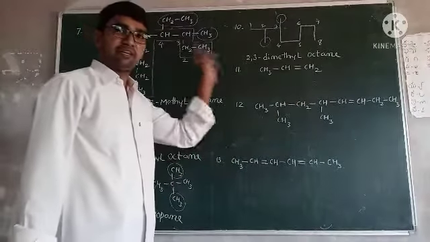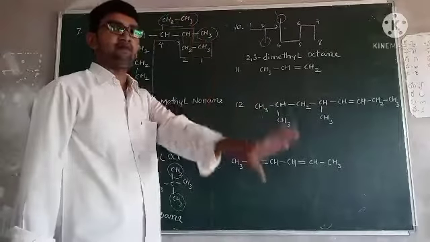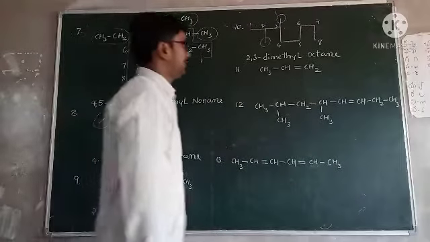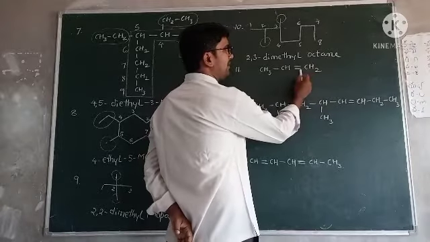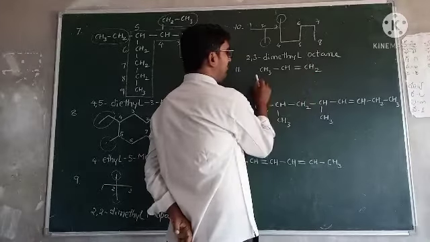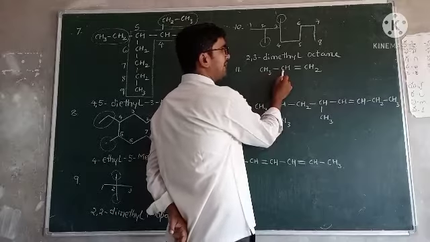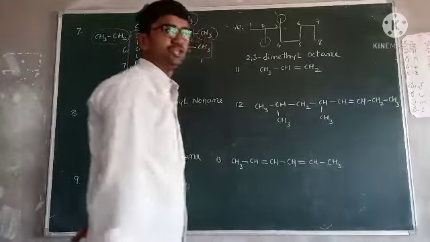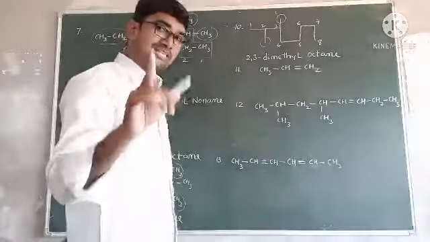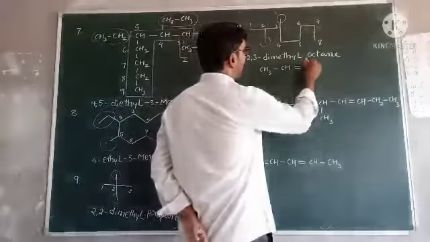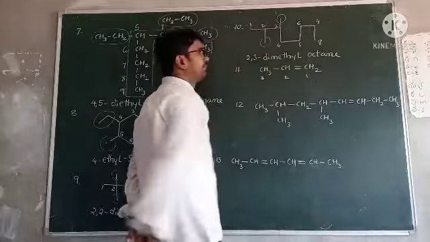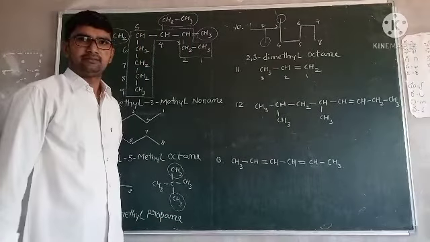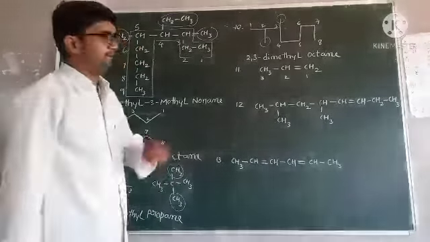Based on the multiple bond, give the numbering. From this side, for the first carbon this double bond is attached. From this side 1 to a second carbon double bond is attached. So we have to follow the lowest rule. So give numbering from this side 1, 2, 3. Now write the name.